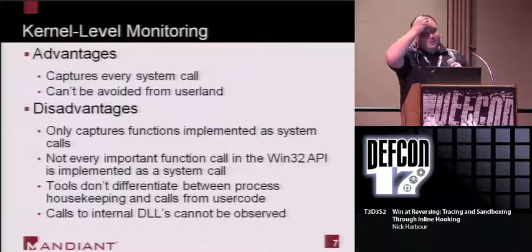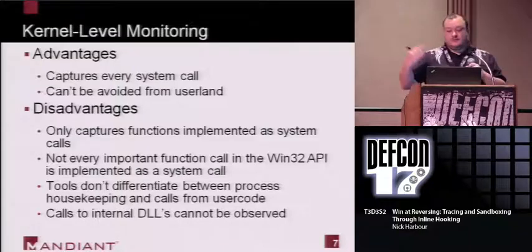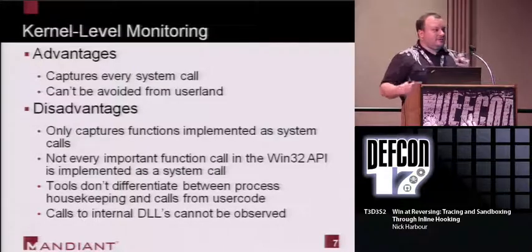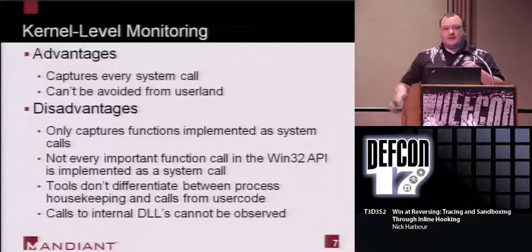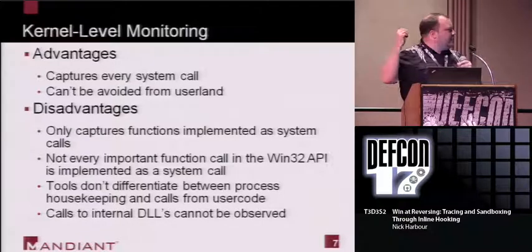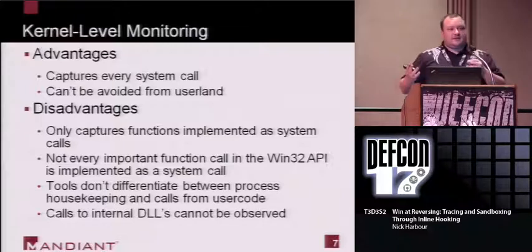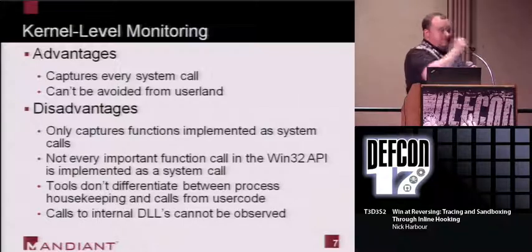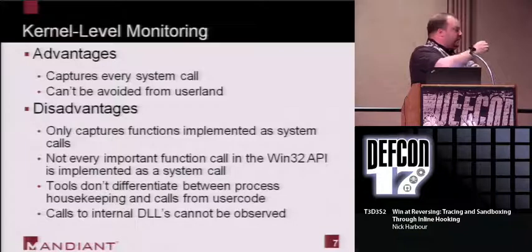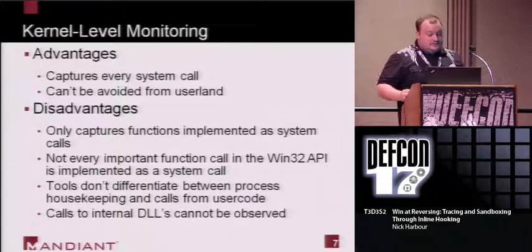Disadvantages: not every important function that we care about from the malware analysis or reverse engineering perspective is implemented as an actual system call. If you want to see what functions a piece of malware is trying to load for later on, you'll see function calls like GetProcAddress. That's completely implemented in kernel32, I believe, and yet that's never going to be a system call, but you're still going to want to see it happen. Also, calls to internal DLLs will never be trapped. You're only going to see the actual system call that goes from kernel32 or ntdll directly into the kernel itself.